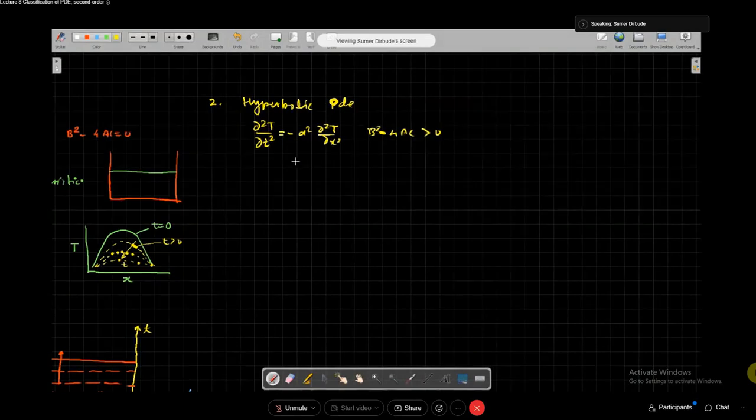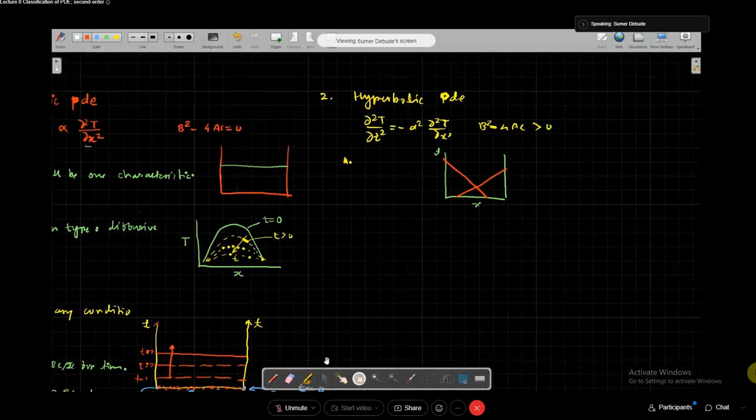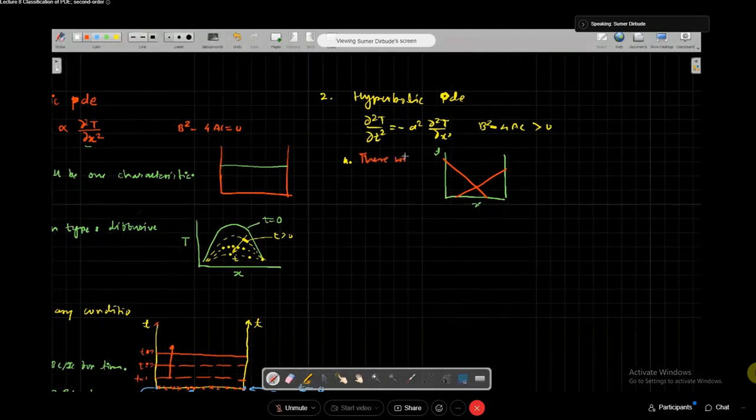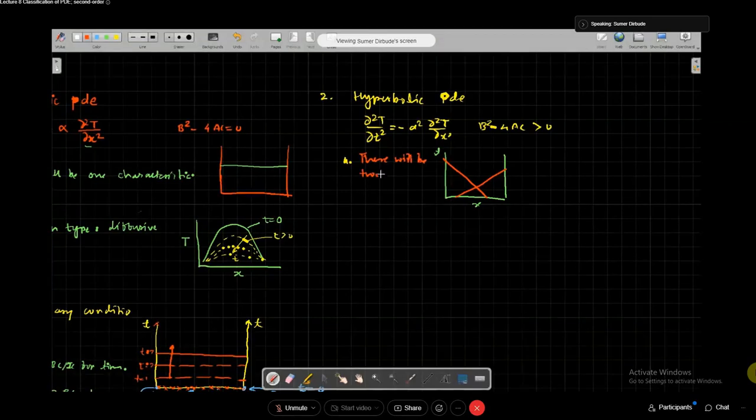So here we get two real and distinct roots. Say this is x and this is time. In this you will see there will be two characteristics, one right running and one left running characteristic. So there will be two characteristic curves.